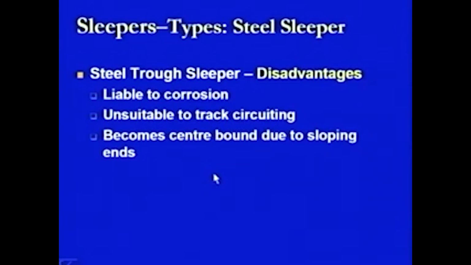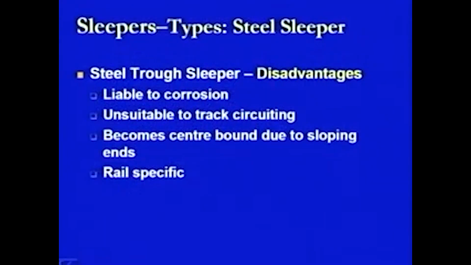They become center bound due to sloping ends. We have seen in the case of sleepers, there are two types of conditions as far as the deflections are concerned. One is the center bound sleeper, and the other is the end bound sleeper. In the case of the center bound sleeper, because of the sloping ends, there are chances of more deflections taking place at the central locations as compared to the end locations. And of course, they are also rail specific.